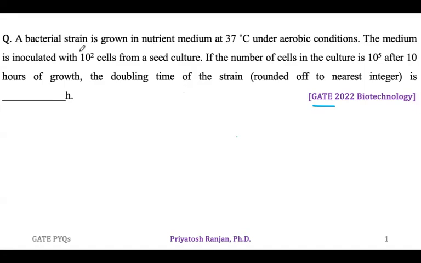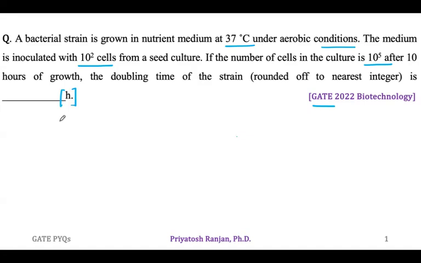The question says, a bacterial strain is grown in nutrient medium at 37 degrees Celsius under aerobic conditions. The medium is inoculated with 10 raised to the power 2 cells from a seed culture. If the number of cells in the culture is 10 raised to the power 5 after 10 hours of growth, the doubling time of the strain is, and we need to report our answer in hours.